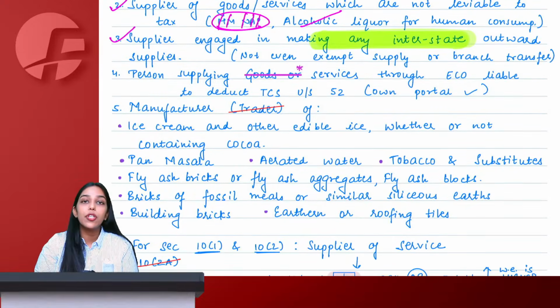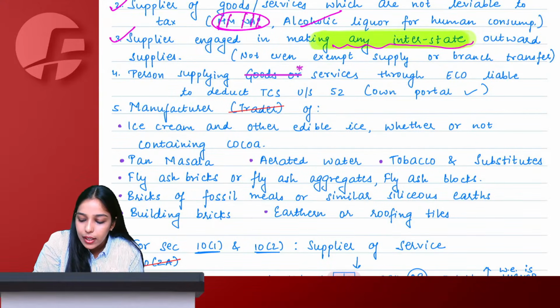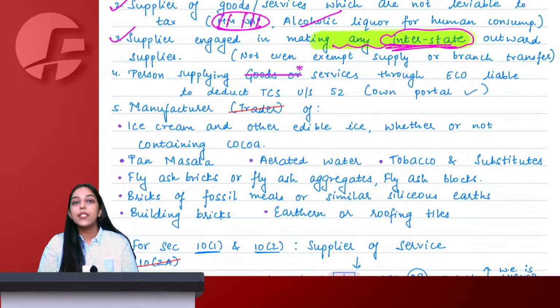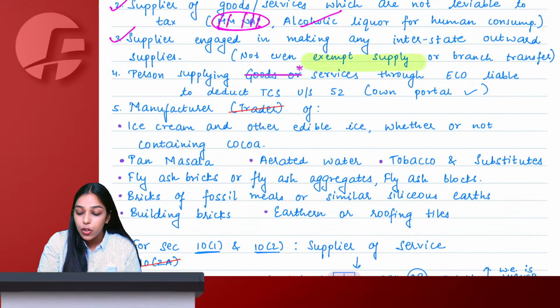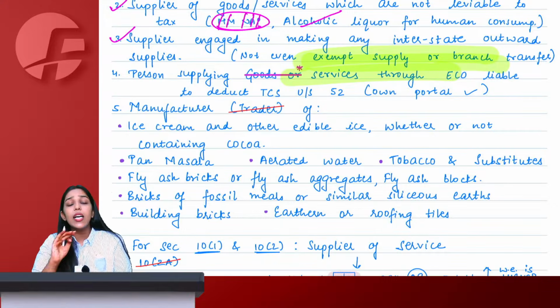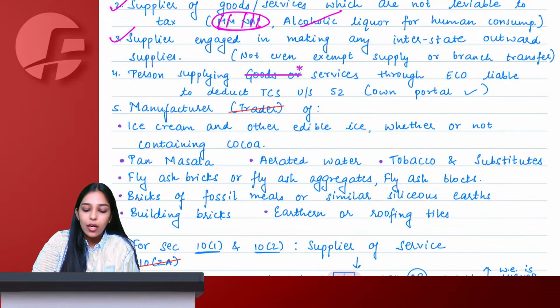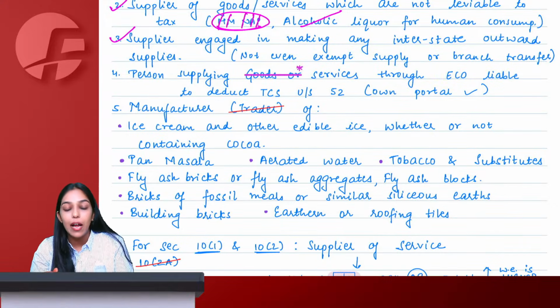Third, already explained to you, being a composition person, I am not allowed to make any interstate supply. Not even branch transfer, not even exempt supply, nothing. I cannot make interstate supplies. Only and only intrastate supplies I will have to make.